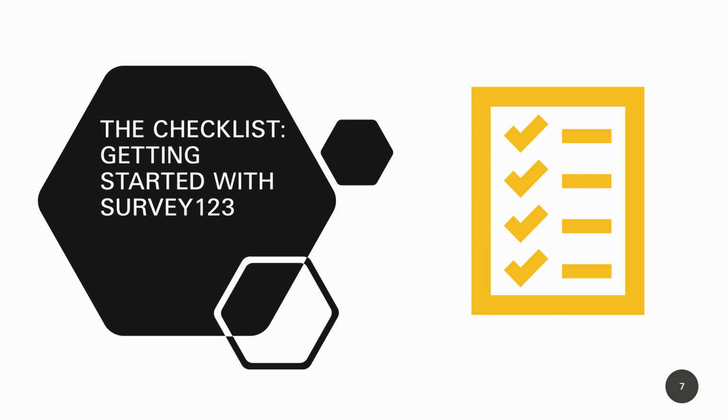Esri's Survey 123 is the platform that we've decided to store our checklist on. The next two videos will show how the Survey 123 application works. This app can also be run offline with the proper guidelines.